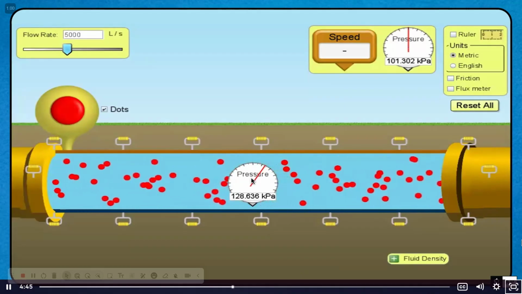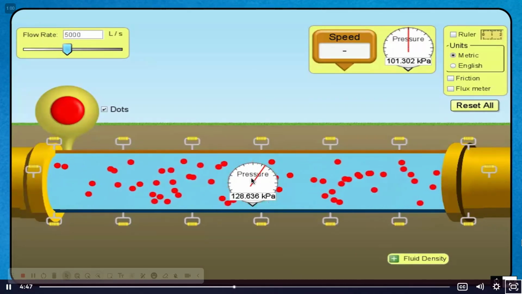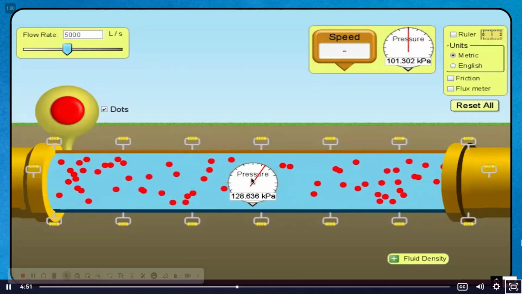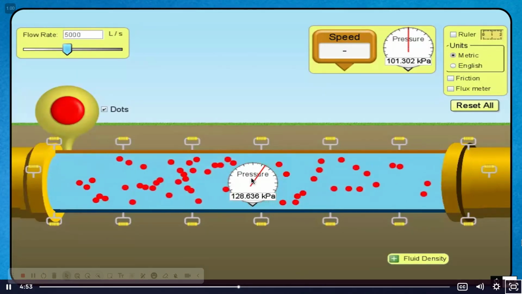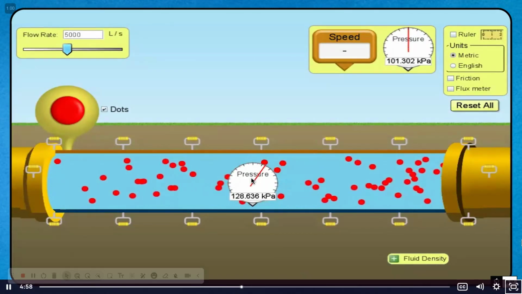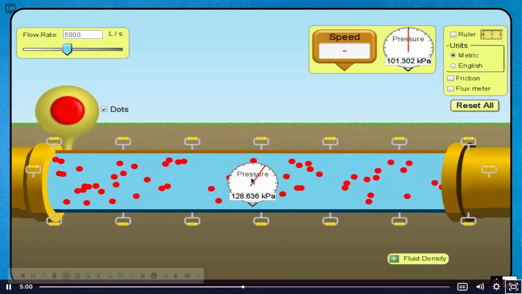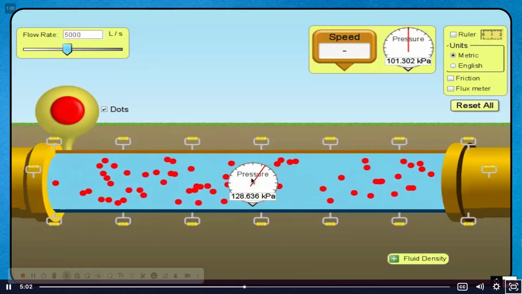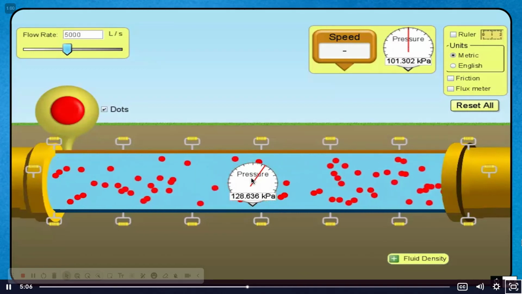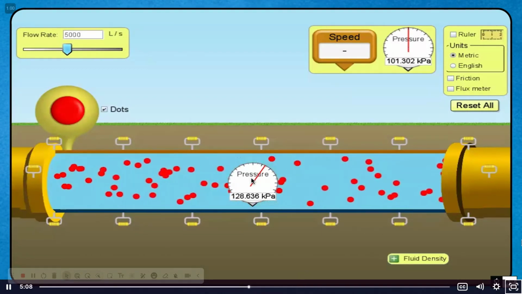But what we're really focused on with this simulation this time is what happens to the pressure as I change the speed of the fluid, and what happens to the pressure as I change the vertical position of the pipe. So the first thing we want to look at is what happens to the pressure as we change the speed. Well, how can we change the speed? We know that we can change the speed of a fluid moving in a pipe by changing the cross-sectional area. That's what the continuity equation tells us.